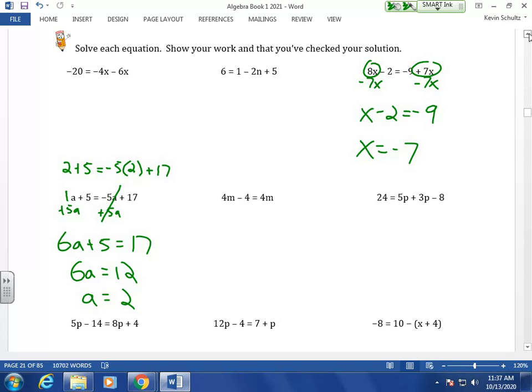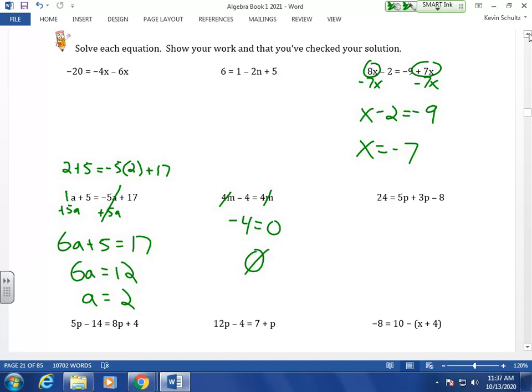They're both 4m. Yeah, so what can we do with the 4m's? You could cross both of them out. Cancel them out, right? If we subtract 4m from both sides, we get 0m on both sides. So we're left with negative 4 equals 0. Is that true? Yes. No. No. So it's no solution.